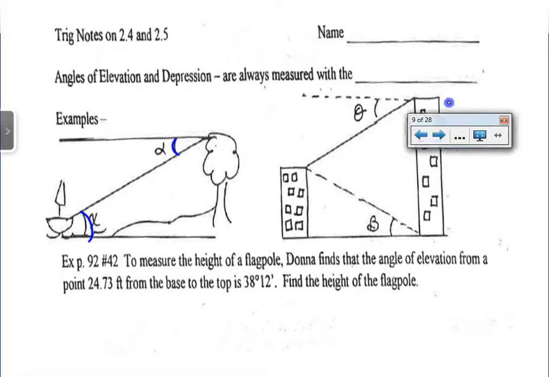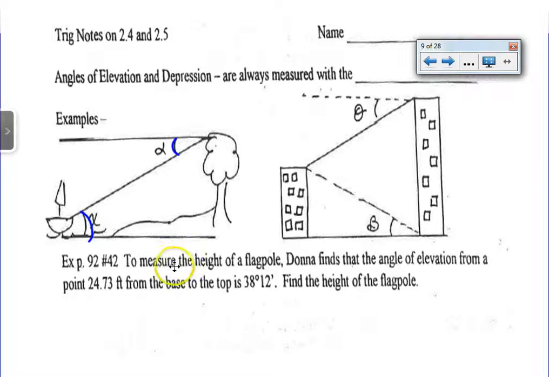But let's look at our first example. And it says page 92. I'm not sure if that's for our book or if it's for the old book. To measure the height of a flagpole, Donna finds that the angle of elevation from a point 24.73 feet from the base to the top is 38 degrees 12 minutes. So here's our flagpole, and she's far away from it, and we're measuring to the top.